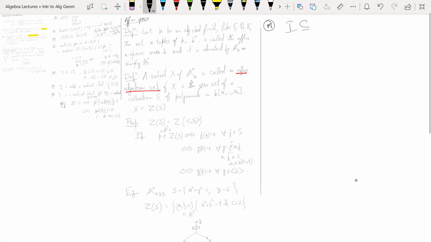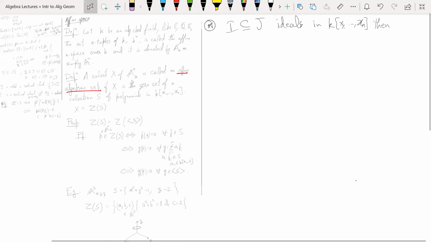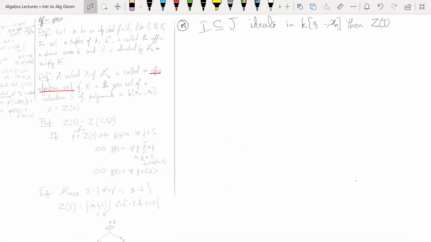So first, if I is contained in J, so we can look at just ideals, because the zero set doesn't change, ideals in K[x1, ..., xn]. Then what can we say? If you look at Z(I), if it's the smaller ideal, then the zero set is going to be bigger. Like in this example, if I consider the ideal generated by just one of the equations, the zero set is bigger. It has to satisfy fewer conditions. So Z(I) is bigger than Z(J).